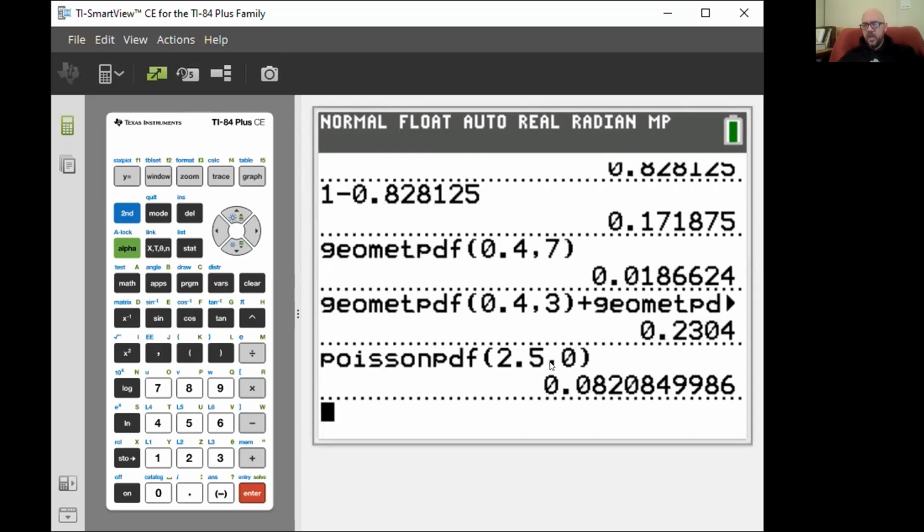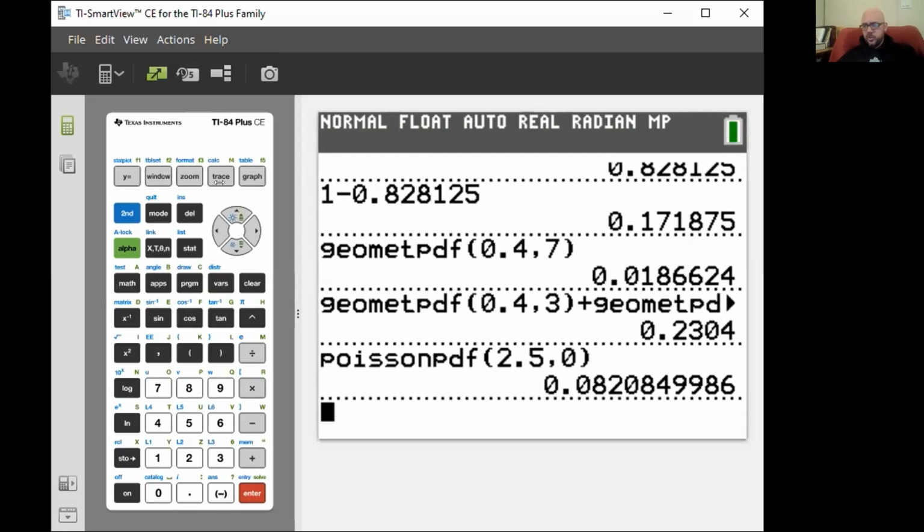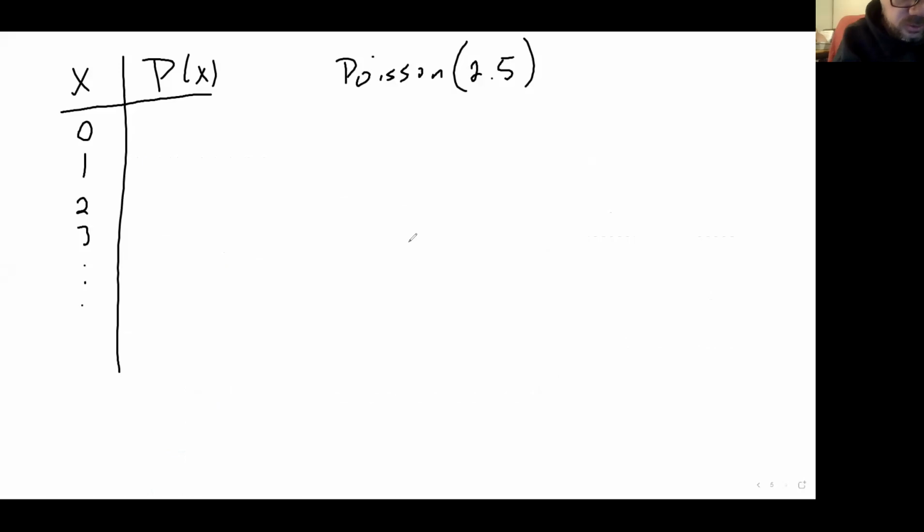So the probability of getting 0 births in a given hour is about 8%, 8.2%, like 0.082. So I'll call that 8.2%. So let's go put that over here. 0.082. And then I could do the same thing for 1 and for 2 and for 3 and for 4, et cetera, et cetera. I don't want to do that because let's say I'm going to go to 10. You certainly don't have to do that many, but I will just to show you that it's relatively easy.